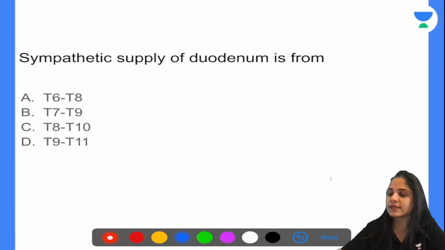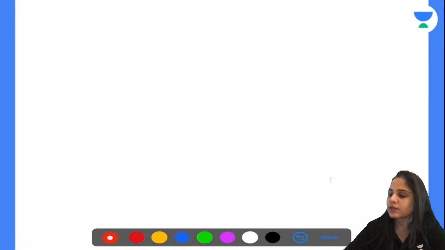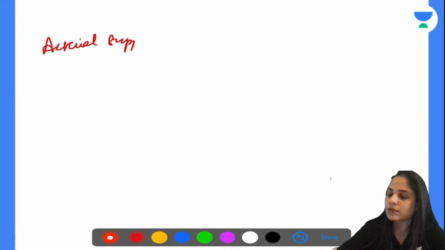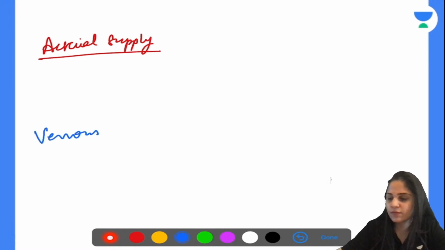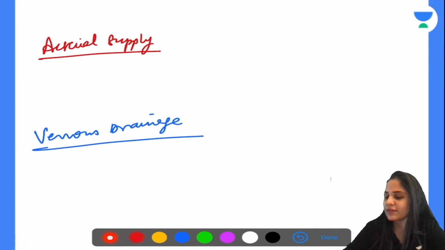Okay, so all of you are saying T8 to T10. Very good. That is the correct answer. Okay. All right. So now tell me what is the arterial supply of the duodenum? Anyone, any idea? It's very, very easy. Then the venous drainage is also very easy. Everything is very easy once you know it and once you revise it.